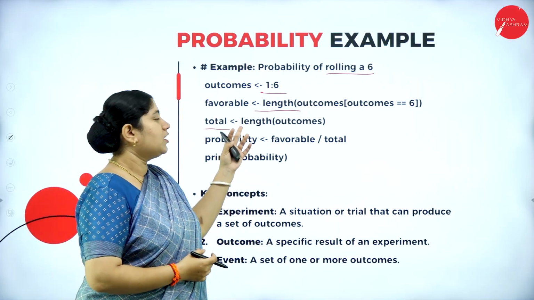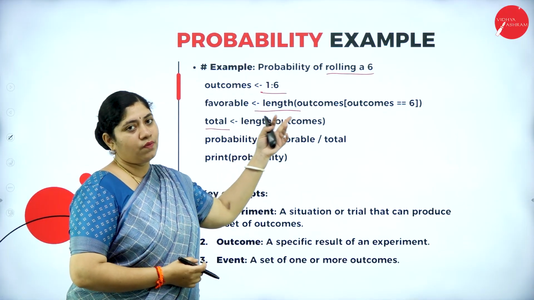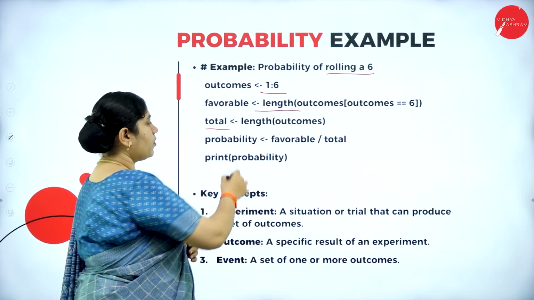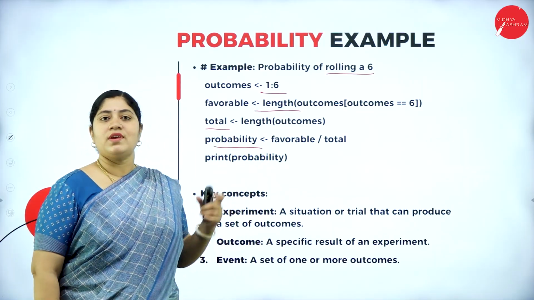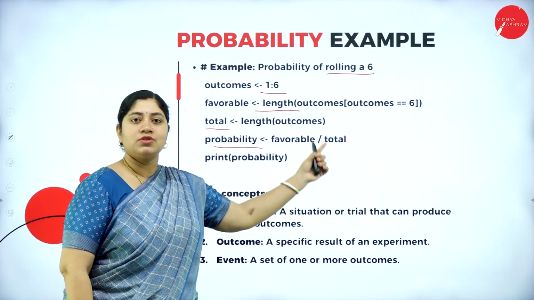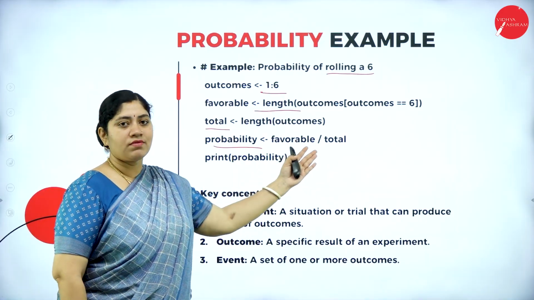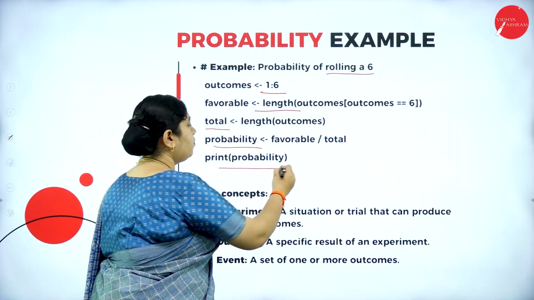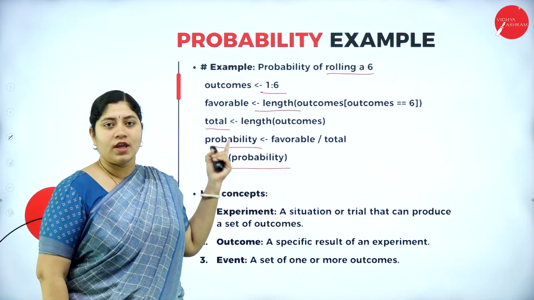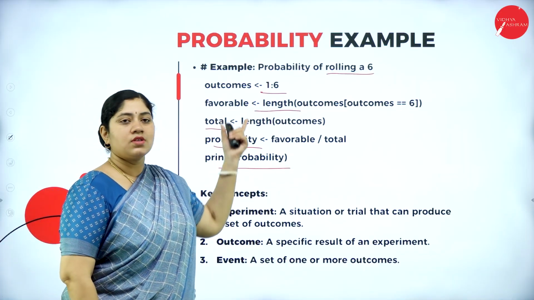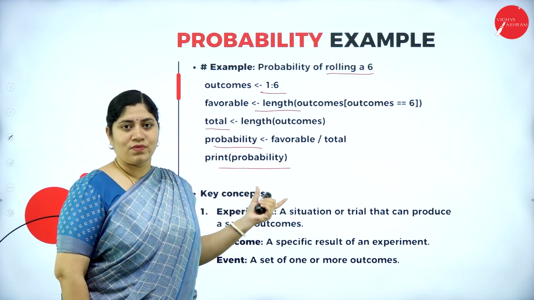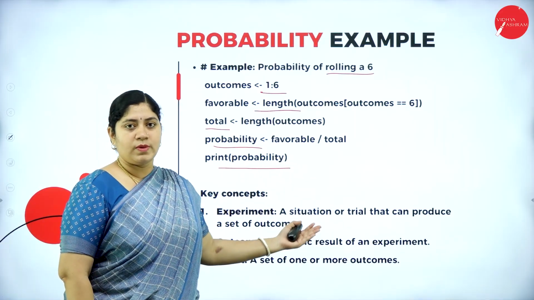It is represented as the length of outcomes, followed by probability. So how do we calculate probability? Favorable events to the total events. That's what we have defined. Then followed by that, I have to print the value that I get. So this is a simple example, that is the line of code for defining our probability function.